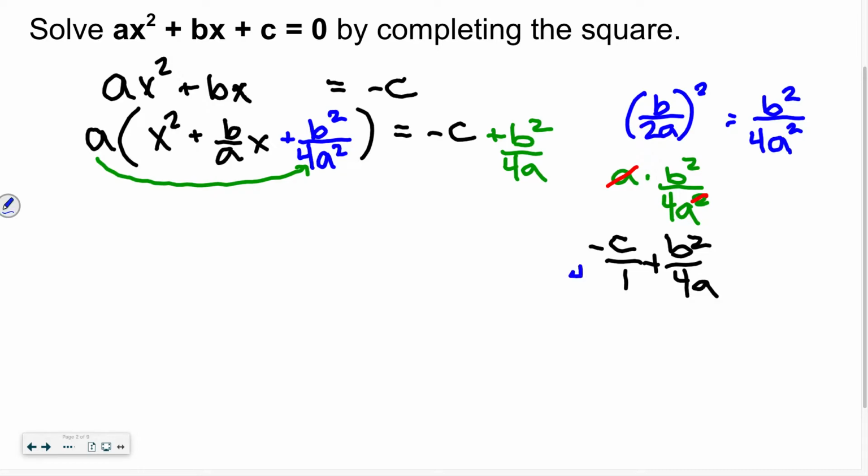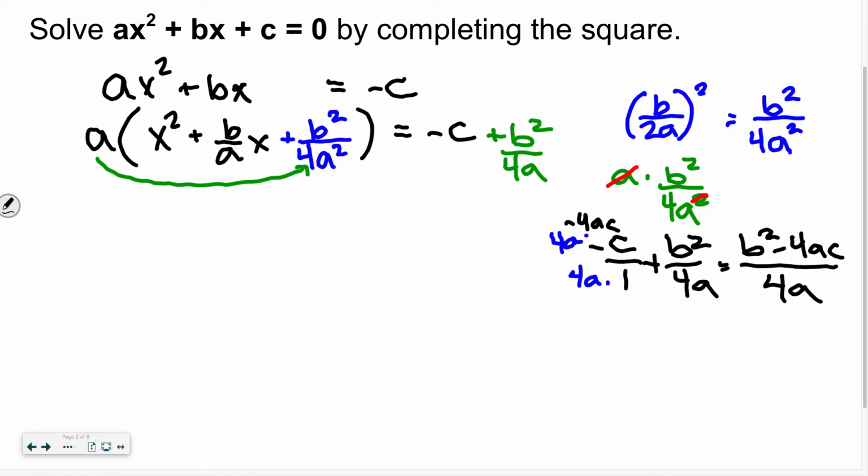So I'm going to do 4a times the denominator and 4a times the numerator. So this will be negative 4ac, and then plus b squared, all over 4a. But I'm going to use my commutative property. That's really just b squared minus 4ac.